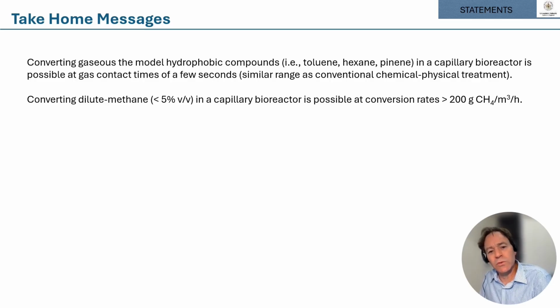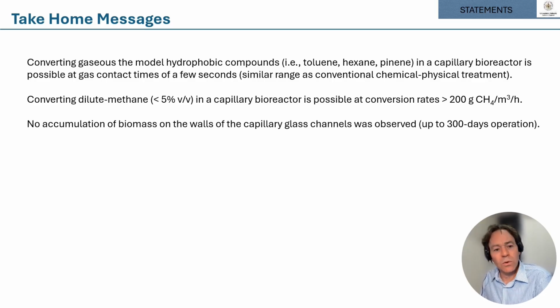It was really possible to have high conversion rates above 200 gram methane per cube per hour over a long period. And more importantly, we did not see any biomass accumulated on the walls of these channels. That was not only observed here with these high concentrations of methane, but also previously in other experiments like with toluene, hexene, and pinene. And so it seems that these conditions in these channels create high enough shear stresses for the biology not to attach to these walls.